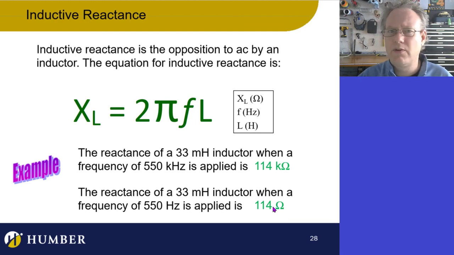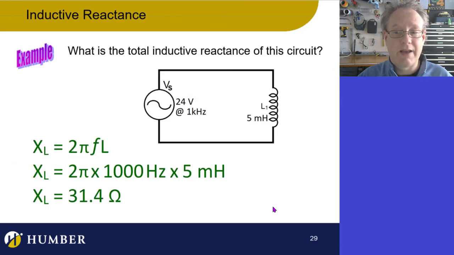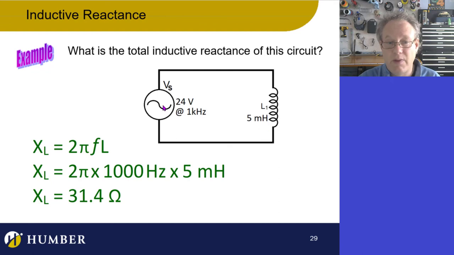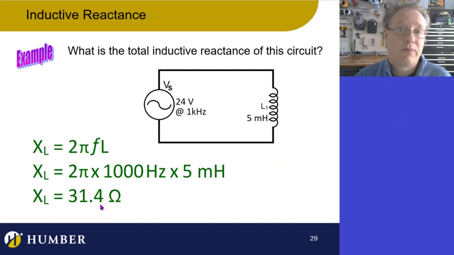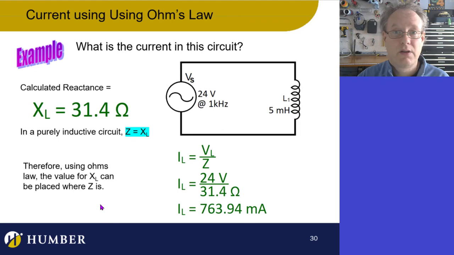Okay. So let's do a little bit of math here and apply this formula that we just learned to an example. Good. So we know our frequency, the voltage in this case doesn't really matter because we're just looking to find out the reactance. So I throw my values into my formula. I've got 5 millihenries and 1 kilohertz, and I just throw it together and my total reactance is 31.4 ohms. It's measured in ohms, just like capacitive reactance is measured in ohms.